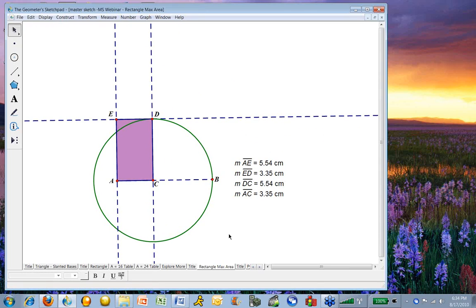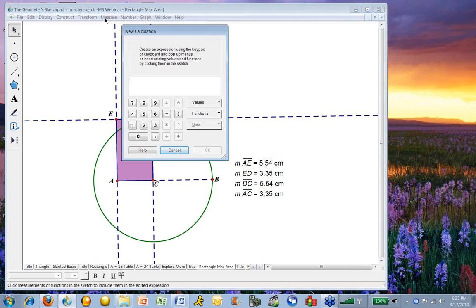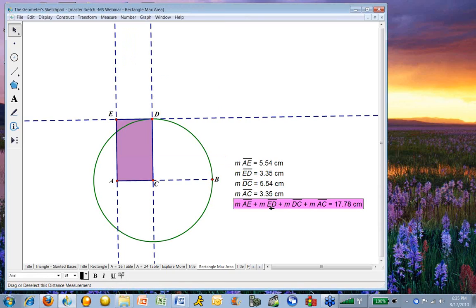I'm going to make a dynamic calculation, again using my measures. Dynamic calculations, you have to have your measures that you're then going to use in the calculator. So again, my calculator is found under number. In Sketchpad 4, it's found under measure. So I want to do the perimeter. So the perimeter is the four sides added together. So we're going to simply put in our measures, and I'm clicking them and adding them. Okay, and so now I have my perimeter measure.